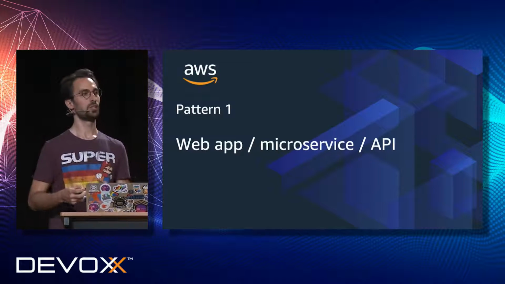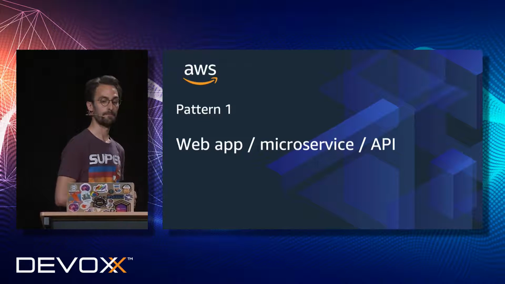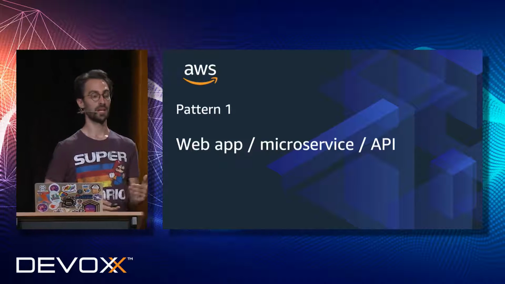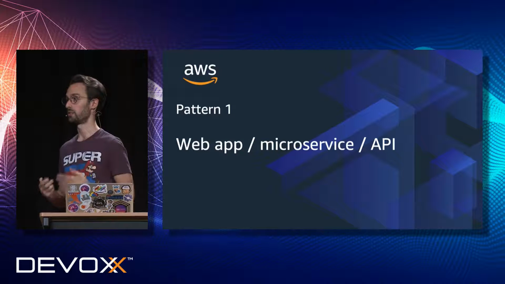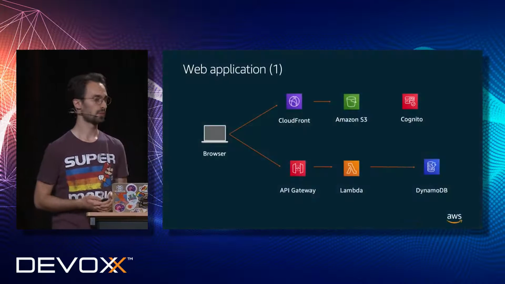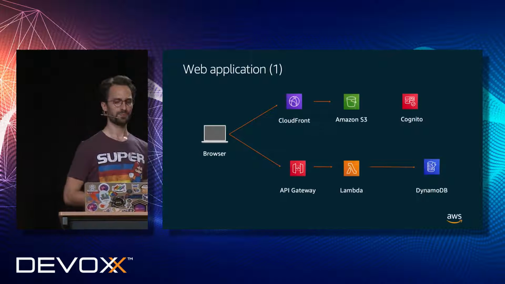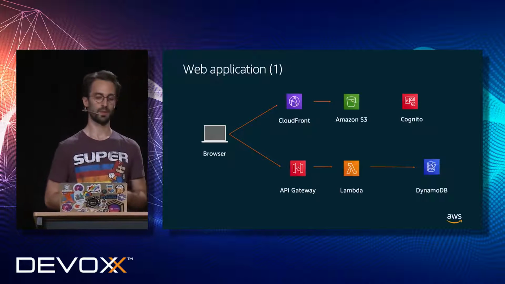So let's get into the first pattern that I want to tell you about. So web application, microservices, APIs. This might be one of the most common patterns or the most common category that developers approach serverless for. So this is the typical architecture for a website or an API.